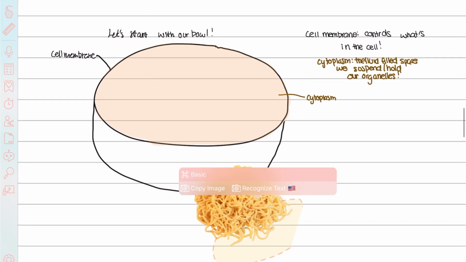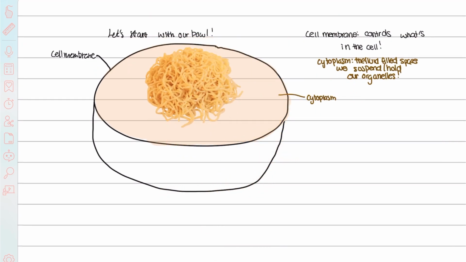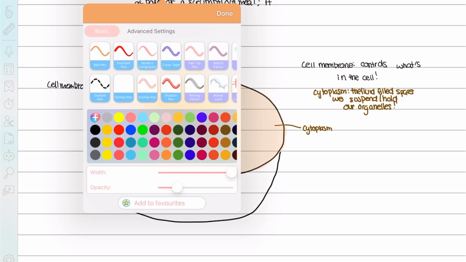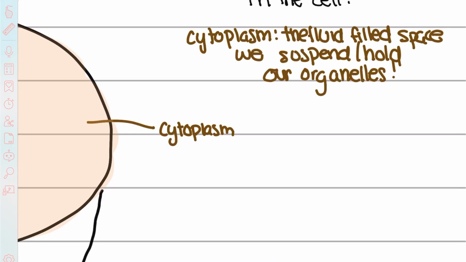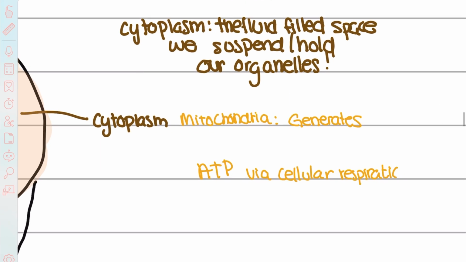Where are we getting the bulk of our energy? From the actual ramen noodles, of course. Because the ramen noodles provide most of the energy, we'll call them the mitochondria. As biochemists, we're going to refer to energy as synonymous with ATP when we're talking about cells. So the mitochondria generates ATP via cellular respiration and powers the cell.